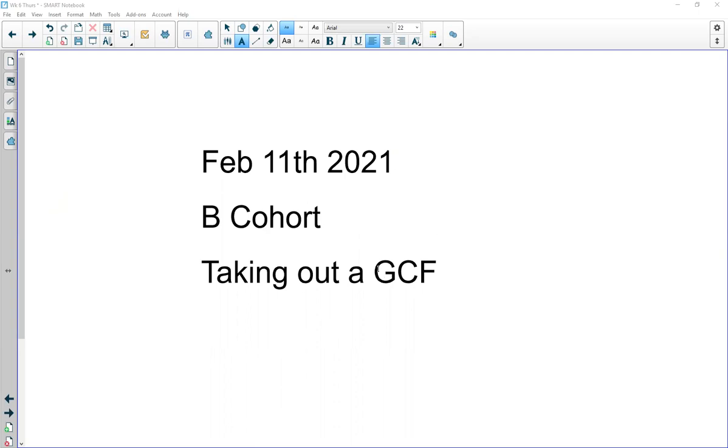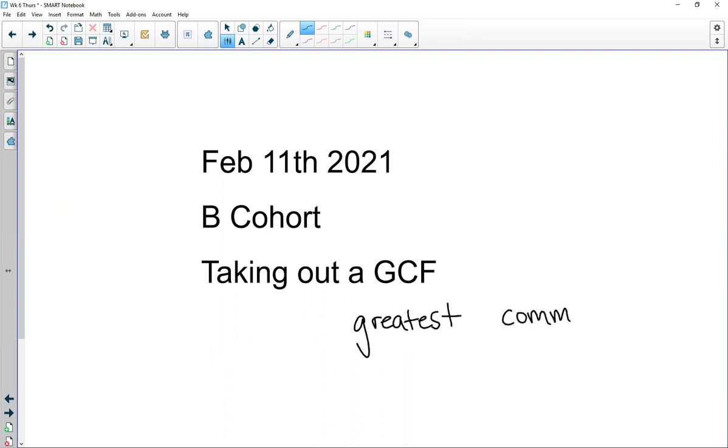We're going to be focusing on taking out a GCF. If you have not yet seen, a GCF is our greatest common factor. Okay, it's something that everything shares. So let's go ahead and we'll look through these.